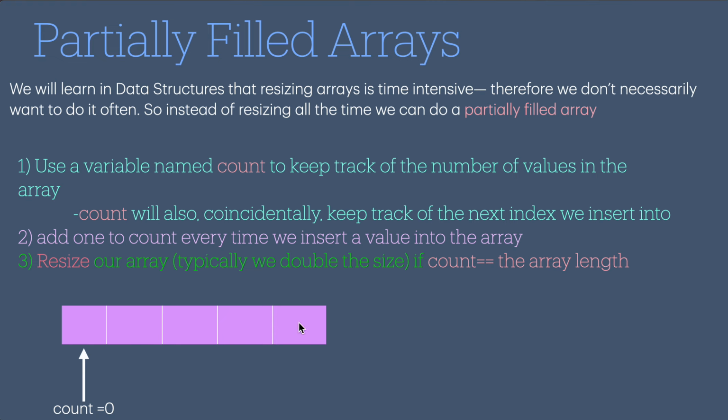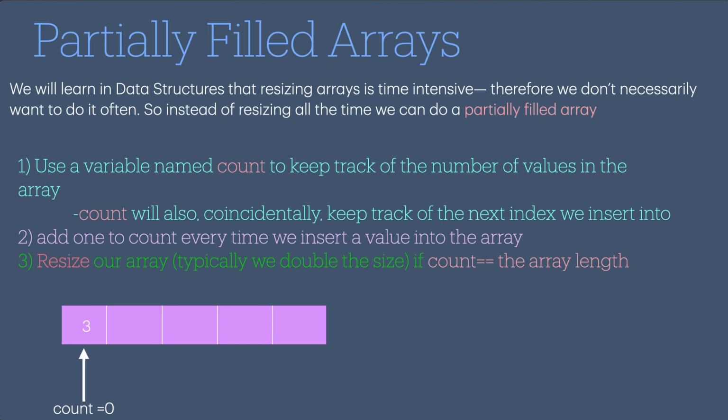So we can insert into 4, right? And then count's going to come over here, and count's going to equal 5, and that's when we need to resize this thing, when count equals the array length. And in this case, the array length is 5. Sorry, I miscounted. So count equals 0. That's the first place we're going to insert into.